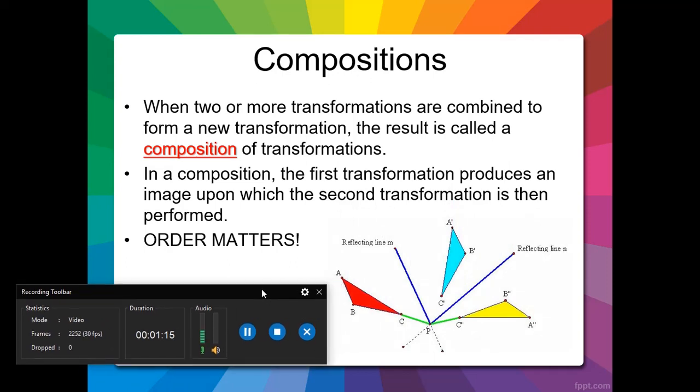This diagram is a picture of a composition. The red triangle is my pre-image, and I know that because there is no prime notation. What I'm doing the first time is reflecting in this blue line M to produce the light blue triangle A prime, B prime, C prime. And then I'm building onto this prime image and reflecting it over line N to produce the yellow triangle A double prime, B double prime, and C double prime. Once you've plotted everything, you can look at this and realize that I could have gone from the red triangle to the yellow triangle in probably one transformation instead of 2.